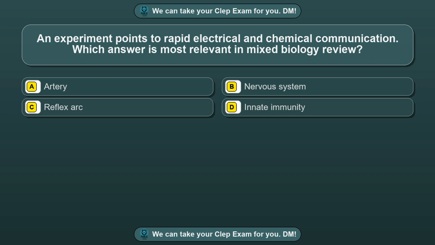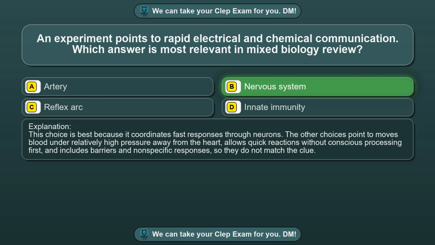Question 100. An experiment points to rapid electrical and chemical communication. Which answer is most relevant in mixed biology review? Option A, artery. Option B, nervous system. Option C, reflex arc. Option D, innate immunity. The correct answer is option B, nervous system. This choice is best because it coordinates fast responses through neurons. The other choices point to moves blood under relatively high pressure away from the heart, allows quick reactions without conscious processing first, and includes barriers and nonspecific responses, so they do not match the clue.